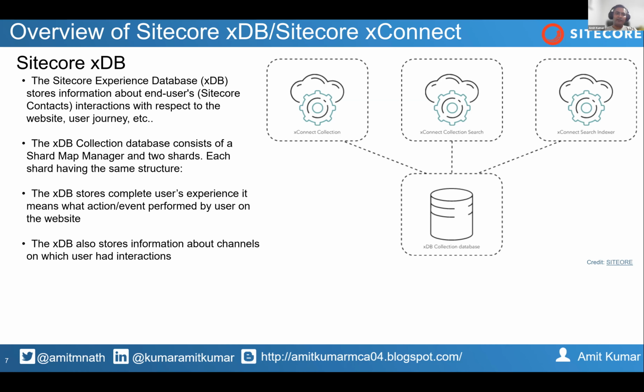So the XDB collection database consists of a shard map manager, and two shards are there by default, which are nothing but replicas of the XDB collection database. Depending upon how the data is flowing on the basis of load, some data will go to shard 0 and some goes to shard 1. When you are accessing data with the help of the xConnect API, the data will be combined from both the databases and served to you. So you do not need to explicitly call or do any logic for that.